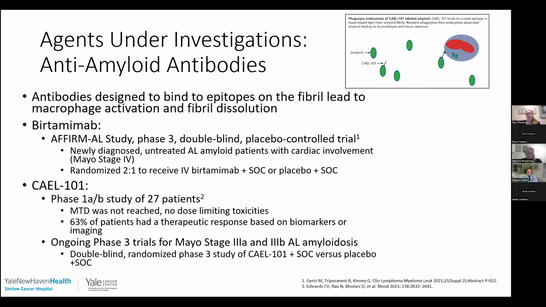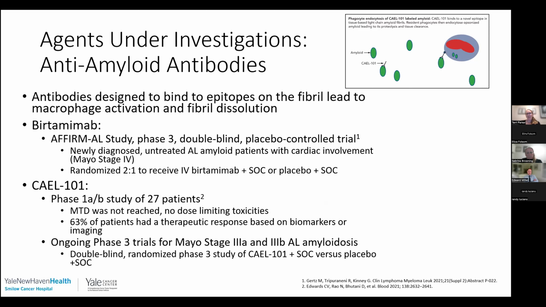This is for newly diagnosed, untreated AL amyloid patients that have cardiac involvement, who are also known as Mayo Stage 4. Patients will be randomized, meaning they're randomly chosen to either receive the IV birtamimab or standard of care, which would be Dara-Cyber-D or placebo plus the standard chemotherapy. This trial is actually currently open here at Yale.